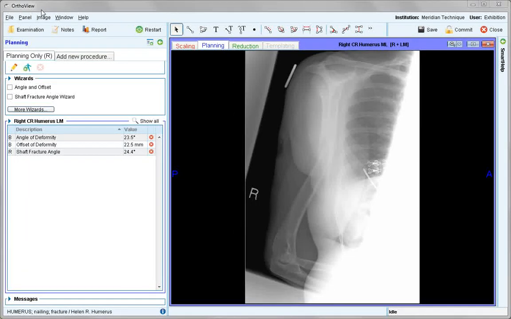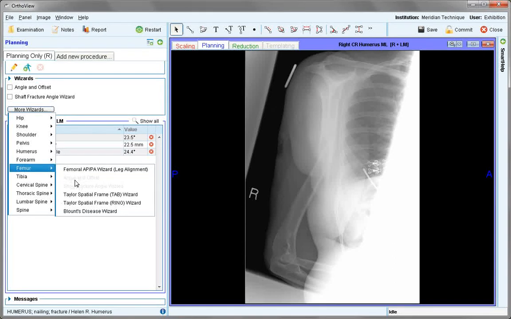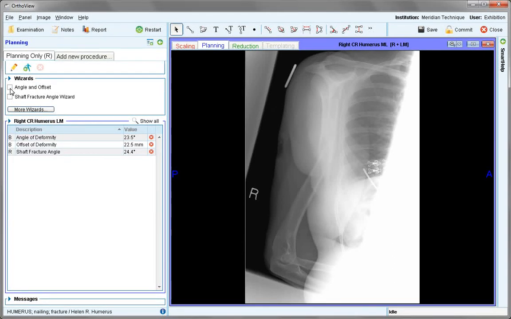If the planning icon is selected in the elective procedures blue man, two wizards appear: angle and offset and shaft fracture angle. They can also be obtained by going to more wizards and choosing from a long bone area, selecting and adding to the list. They've already been selected, so it's not possible to select them again. These have already been positioned just for the speed of demonstration.